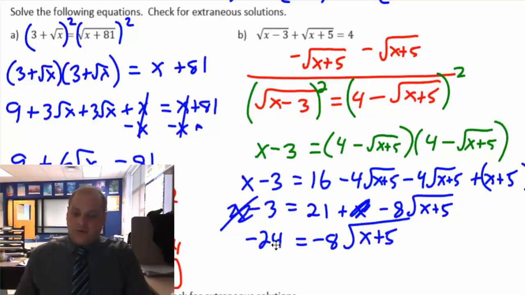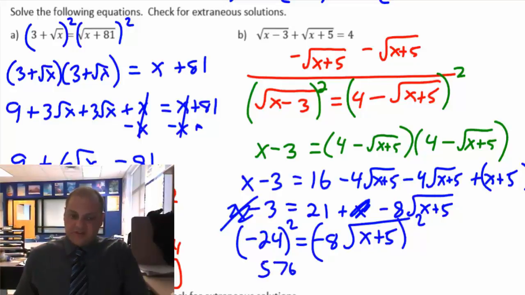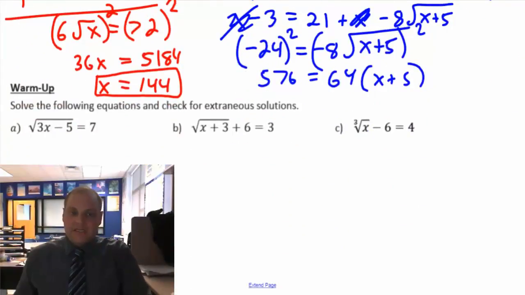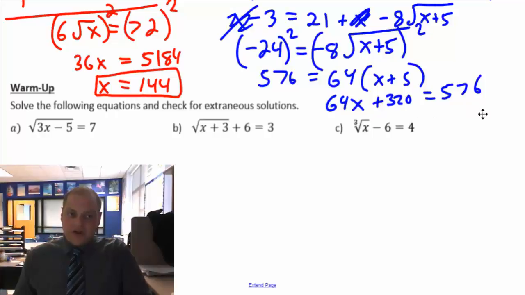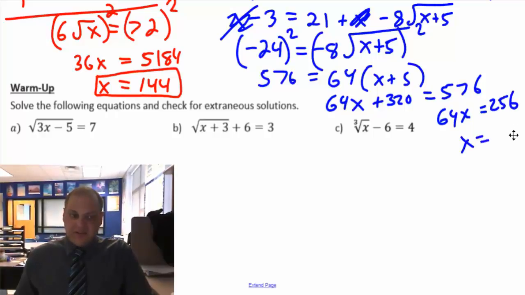And now I can square both sides. Again, squared. All right, so now I have 576 equals 64 times x plus 5. And that's going to be 64x plus 320 equals 576. Subtract 320, 64x equals 256. And then divide by 64, x equals 4.